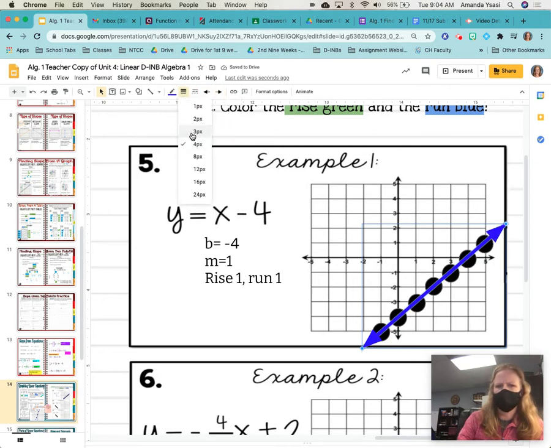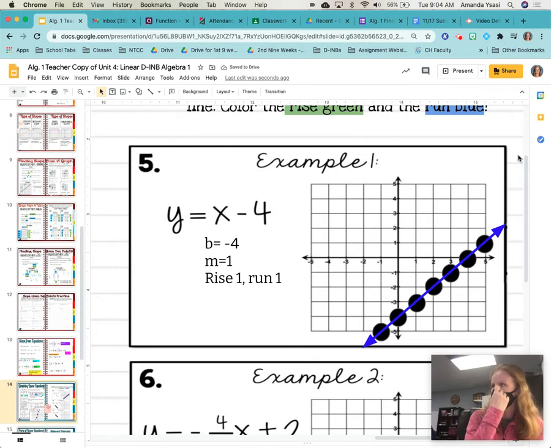I want mine to be 3. 4 was a little too thick. There we go.